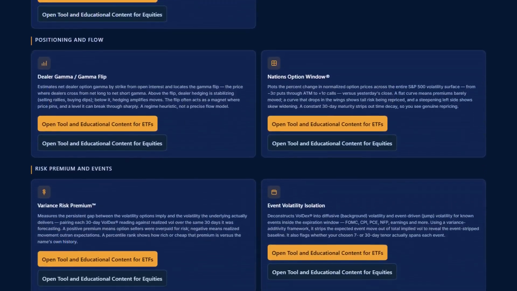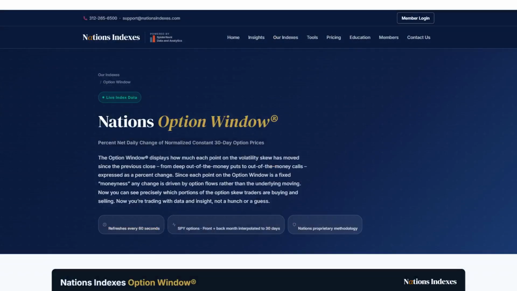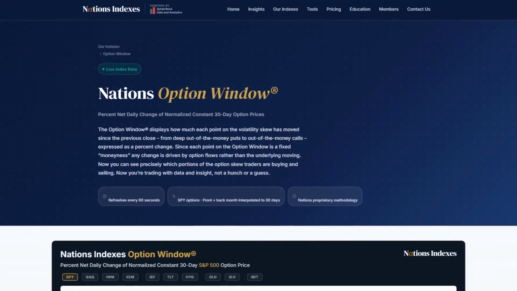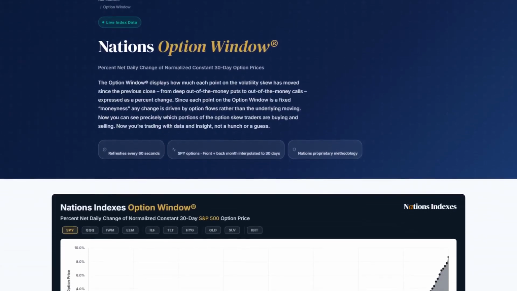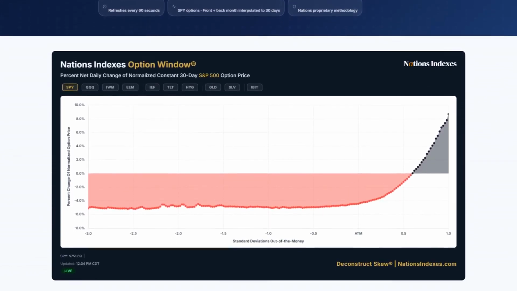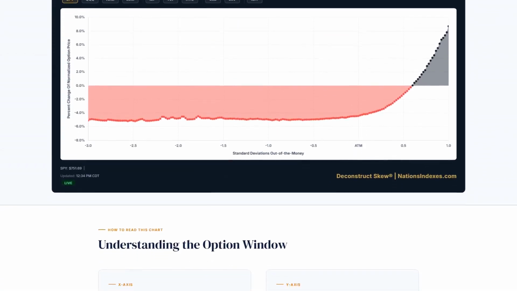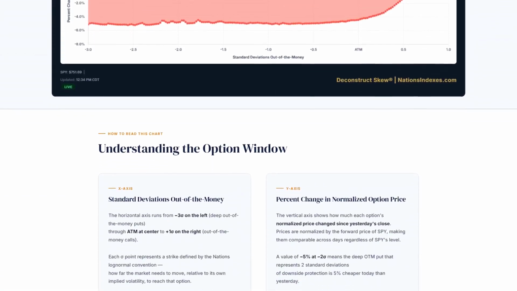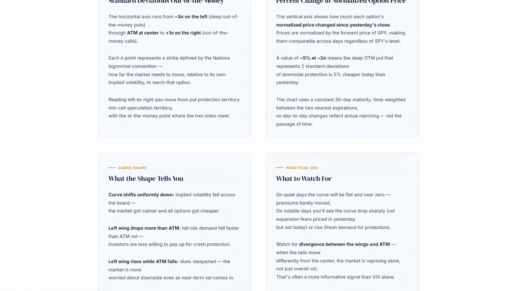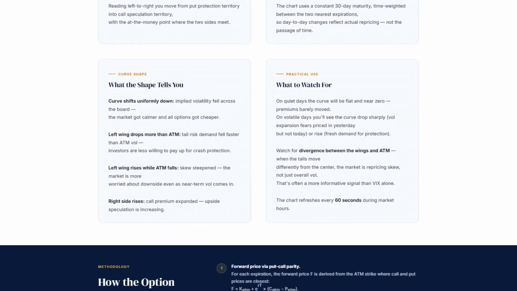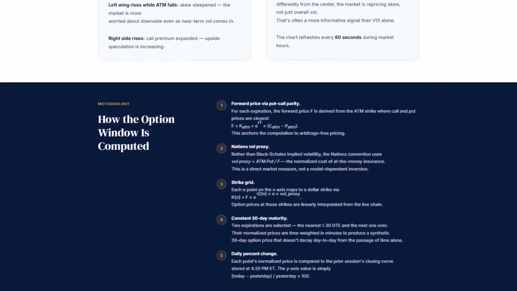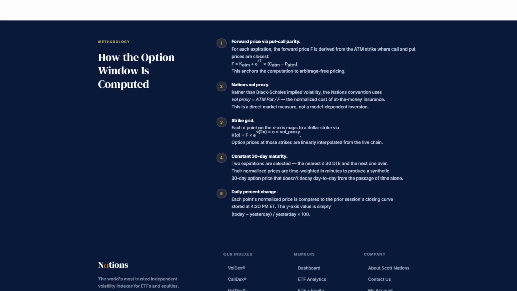The Nations options window shows how the entire volatility surface has been repriced since the previous close, from deep puts to upside calls, with time decay stripped out, and it is available for all the asset classes and underlyings we cover. Options window provides the clearest picture of precisely how flows are driving particular portions of that option skew. If the only volatility index you look at crams all the options listed into a single number, then you'll never get this bit of critical information, which is only available to our subscribers.